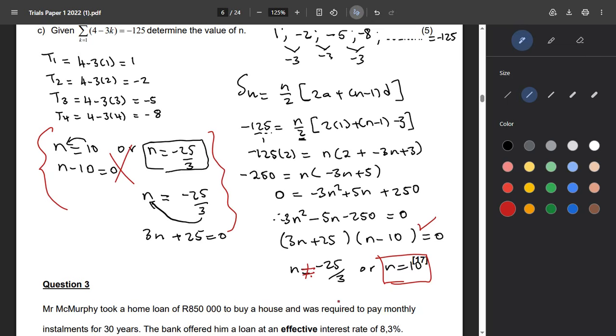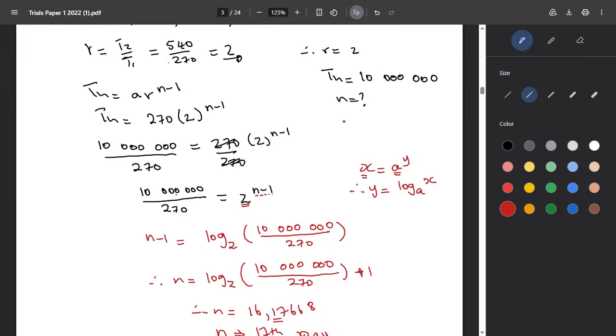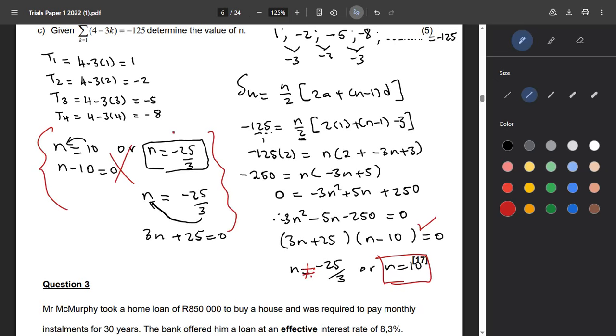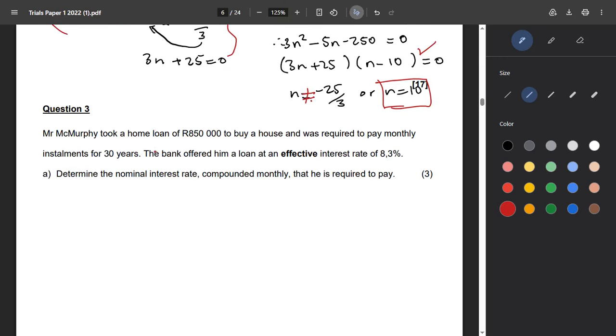So on day 10, that's when they'll be reaching like 10 million on day 10. Why am I saying 10 million? You see, I'm still on this question. So the value of n is 10. So this is the sum of 10 terms, no? Okay, good. And now we move to finance.